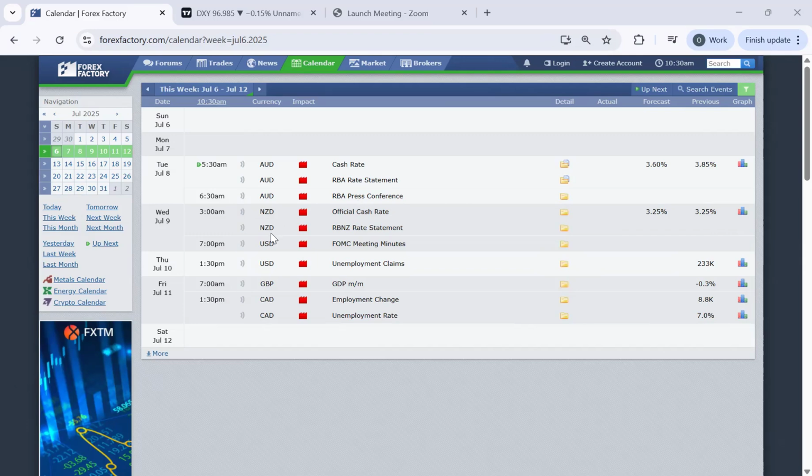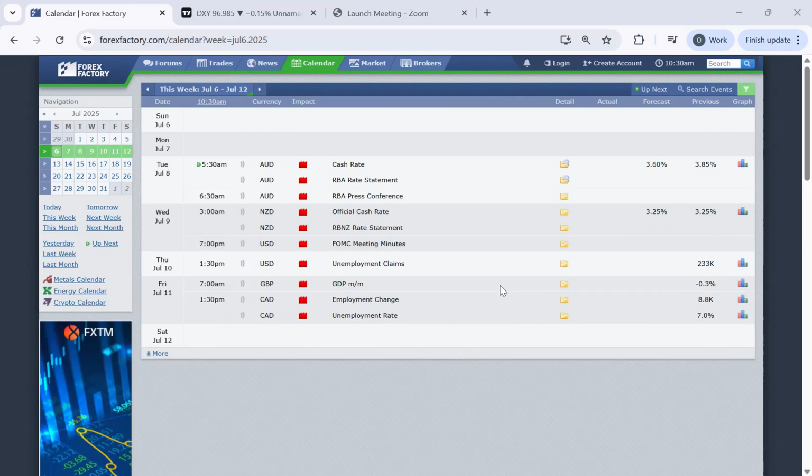Wednesday, we have NZD coming up at 3 a.m. and at 7 p.m. Nigerian time, the US dollar FOMC meeting. And we believe this will also have an impact on the strength of the US dollar, or we see that directly impacting the DXY. On Thursday, 1:30 p.m., we have US dollar coming up for the unemployment claims. And this is also one of the good news we should be anticipating to see for the week.